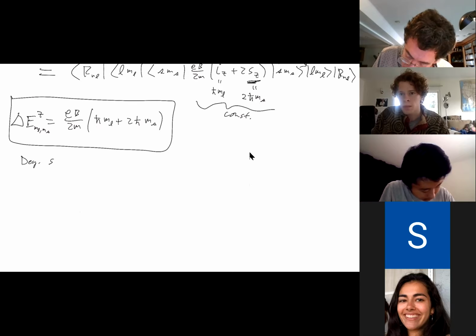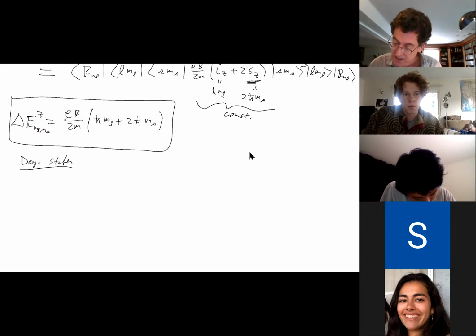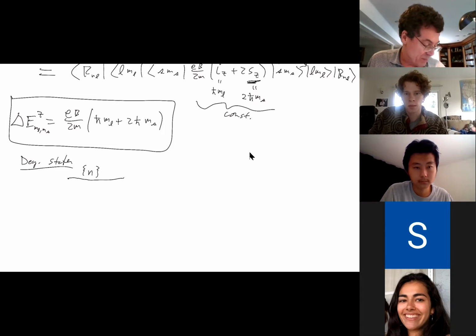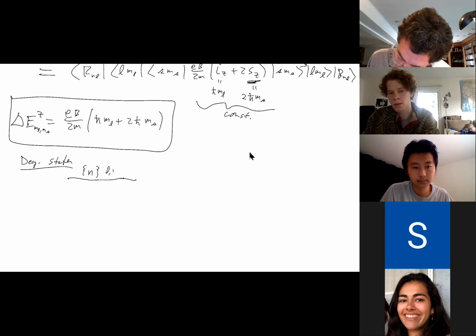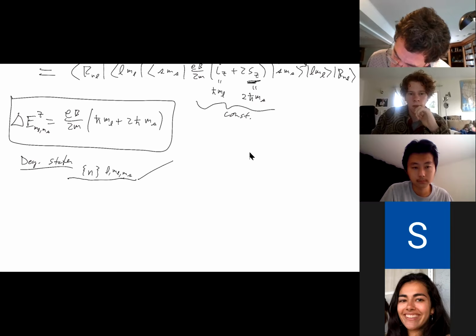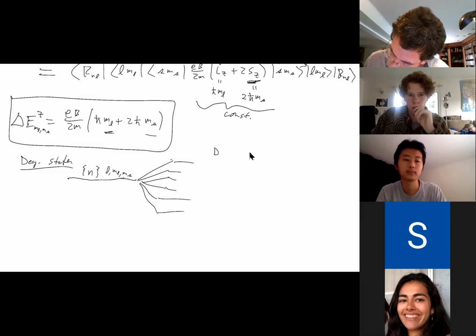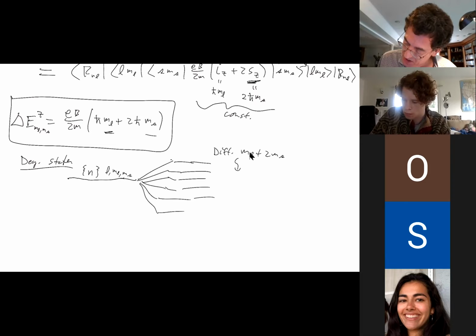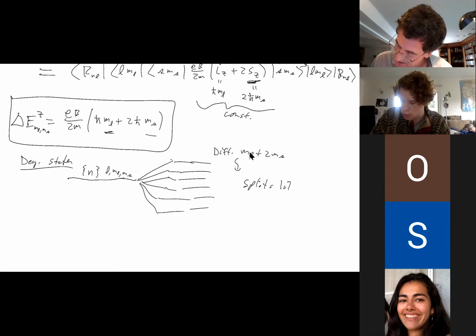degenerate states, then in the strong field regime, it's going to split it like crazy. My degenerate states are here for my n state, all my degenerate manifold, and it's going to split it, because this state is degenerate in l, m sub l, and m sub s. So every state that has a different value of this, these are all the different values of m sub l plus 2 m sub s, and each one is going to give you a different level. You see, that's the splitting. It splits like crazy.